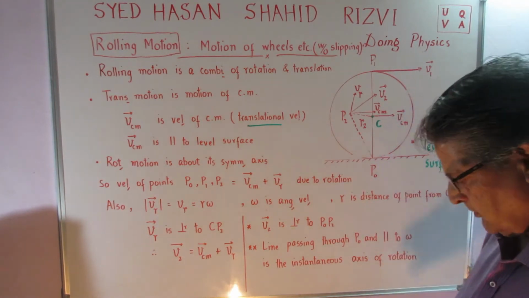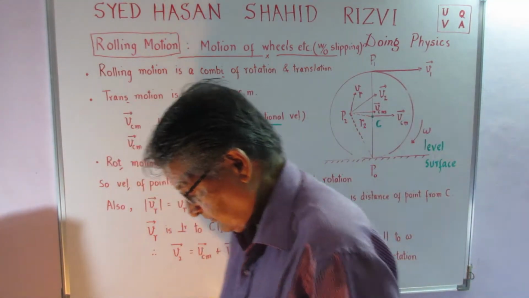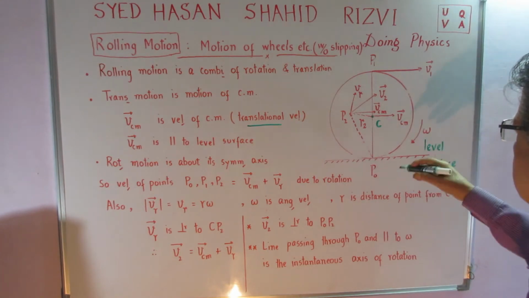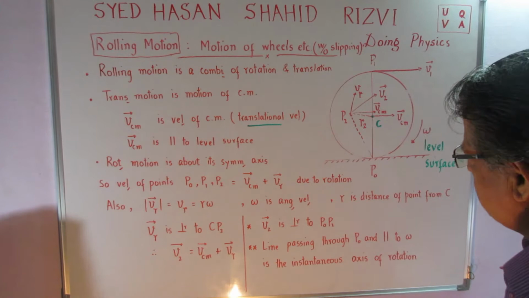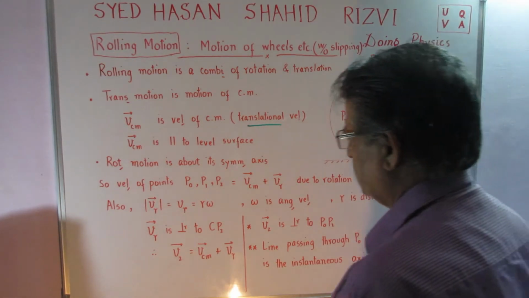So what we have to consider is, there are two salient points, P0 and P1: P0 at the bottom, which is the only point in contact with the rotating disc, and P1 at the top. And one is a point in general, P2.